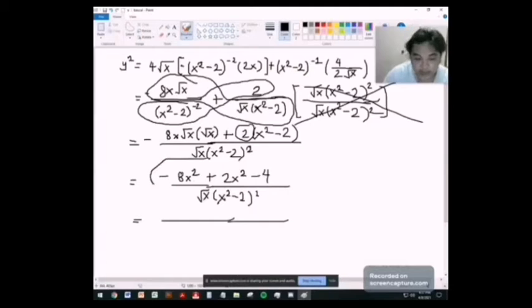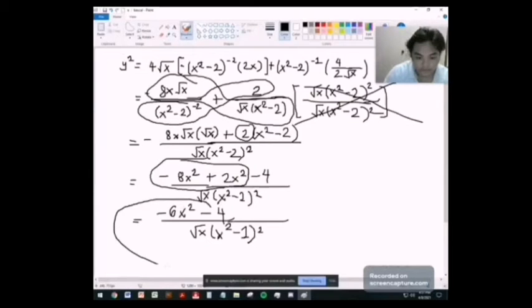And after that, we combine the similar terms, which is negative 8x squared plus 2x squared. We get negative 6x squared negative 4. And we bring down the denominator again. So, this is the answer.